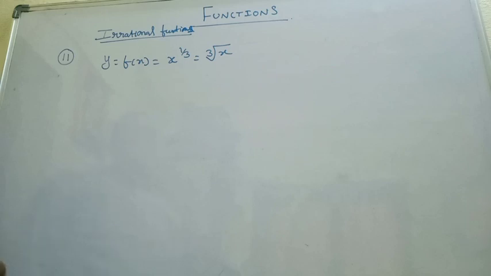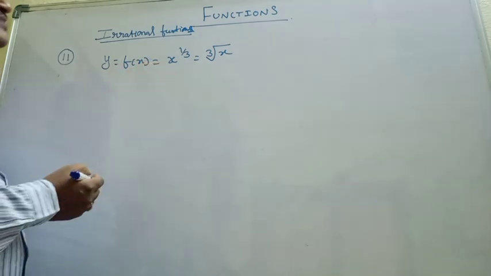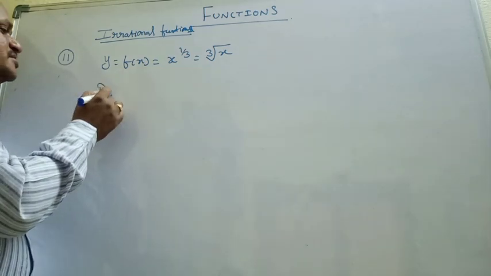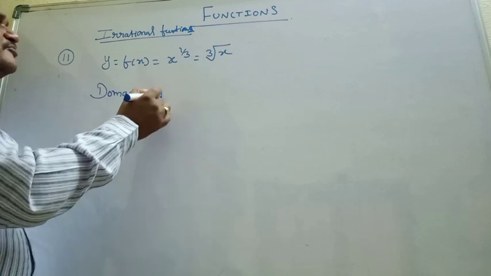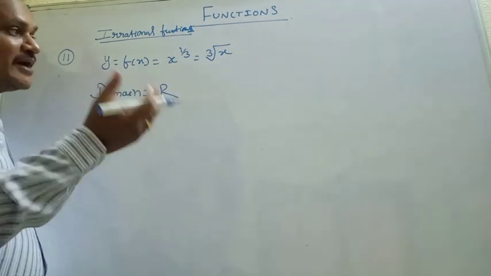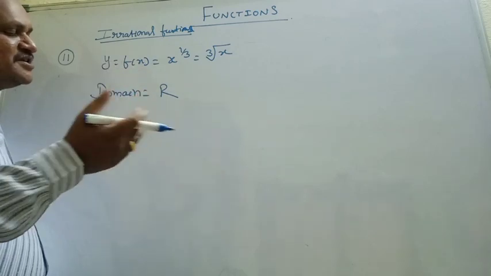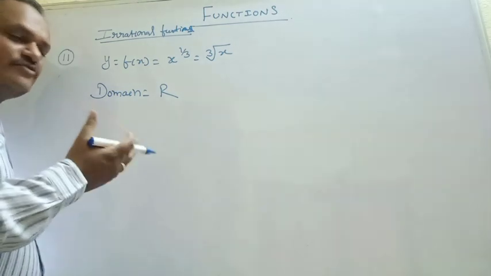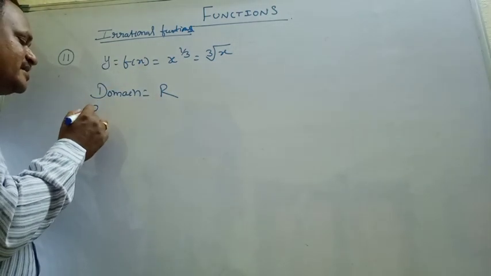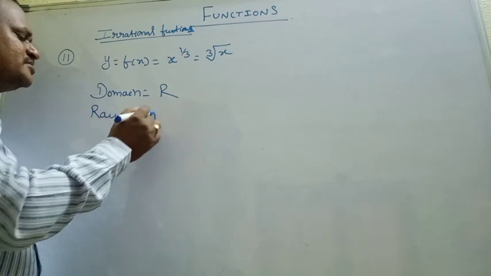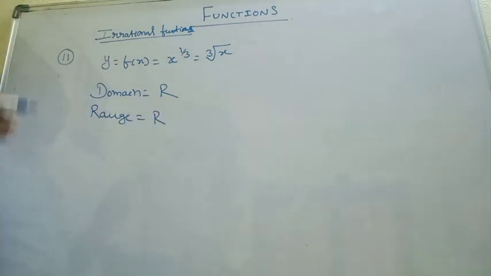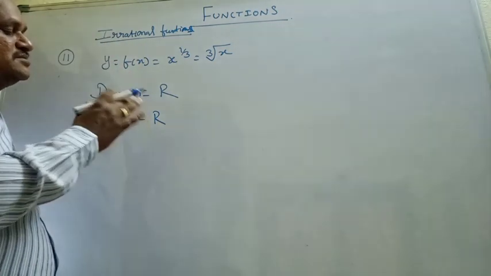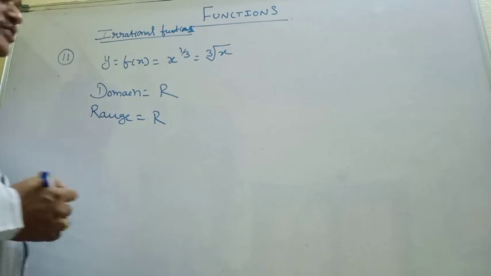Now we have another function, y is equal to f of x, x power 1 by 3, that is the cube root of x. So here the domain, since it is the cube root of x, we can give any real number, because the cube root of minus 2 is defined, the cube root of minus 3 is defined, the cube root of minus 1 is minus 1 only. You can give any real number. Once the domain is any real number, the range is also any real number, because once you give all real numbers as the input, you will get all real numbers as the output.